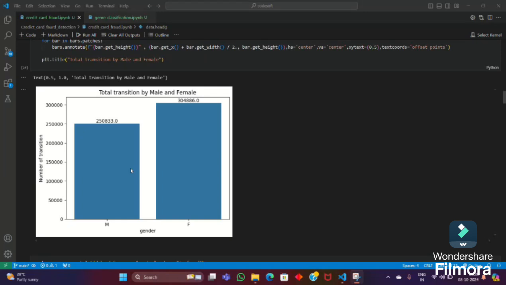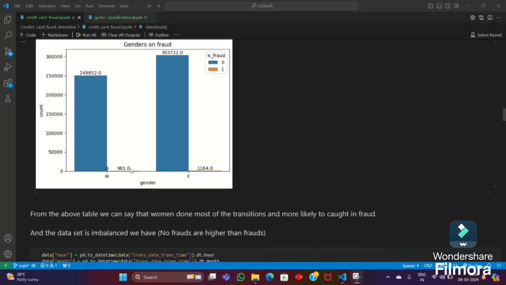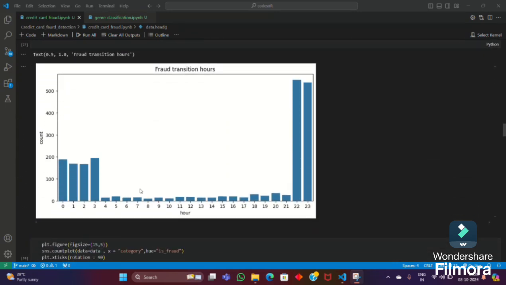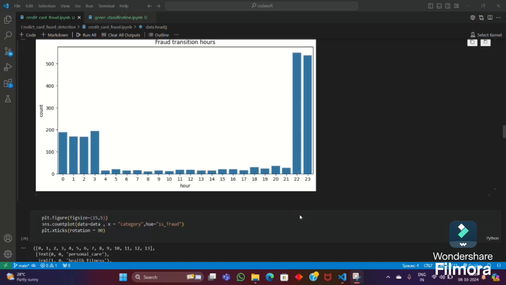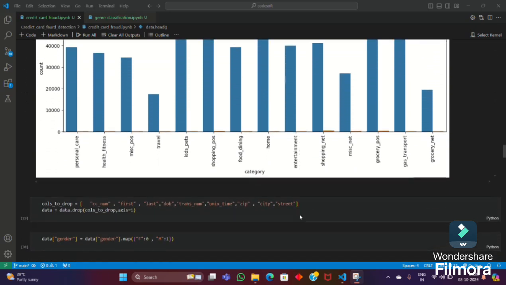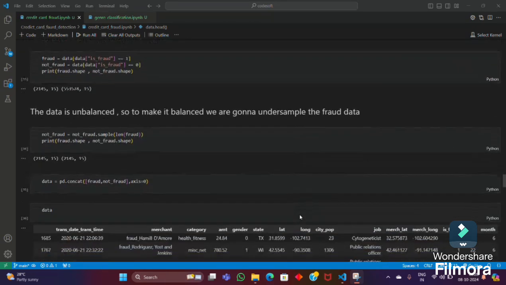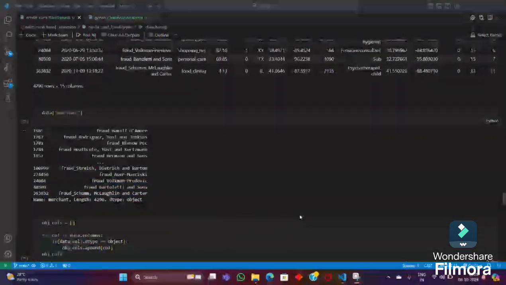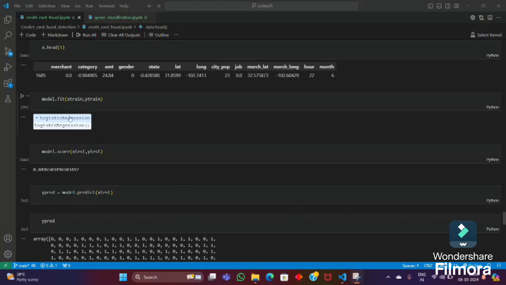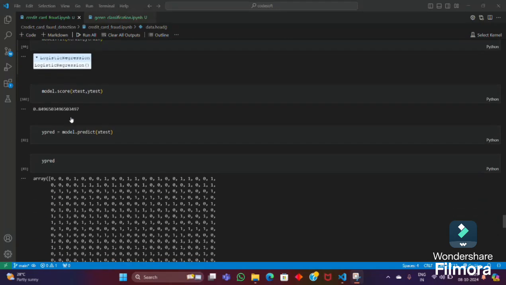And I plotted the bar plot for gender, male and female, and gender involved in fraud, and in which category credit card fraud most occurs. From this we can see that in the last 2 hours of the day credit card fraud mostly occurs, and the category of transaction. I did some other pre-processing like filling NA values, and finally I fit it into my logistic regression model, which gives me an accuracy of 84%. Thank you.